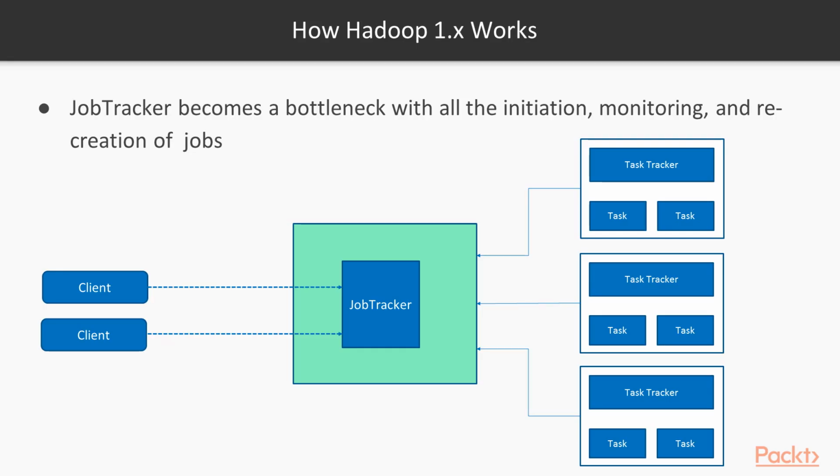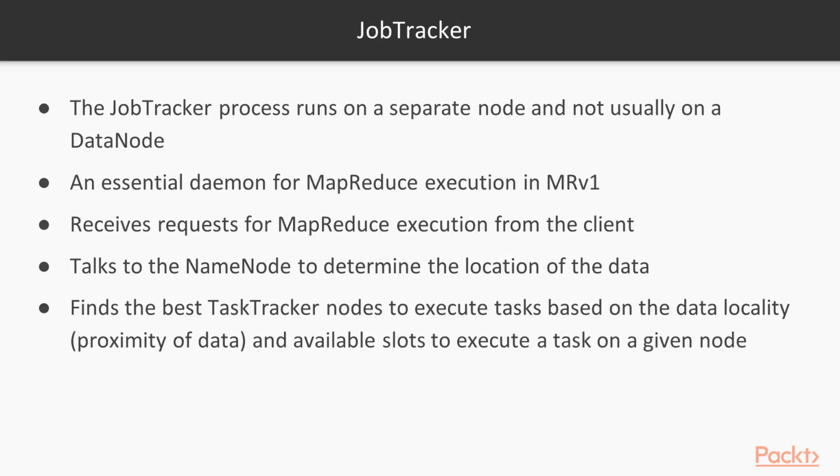Now this job tracker creates a lot of problems while initiating the monitoring and recreation of the jobs, and we need to understand how a job has been completed. There is one master service which keeps on getting requests from clients, and then you have a task tracker which runs a lot of services and a lot of tasks together. So let's understand what is this job tracker.